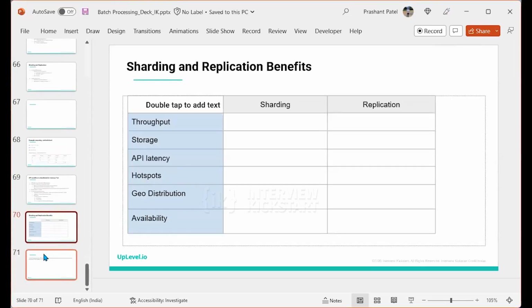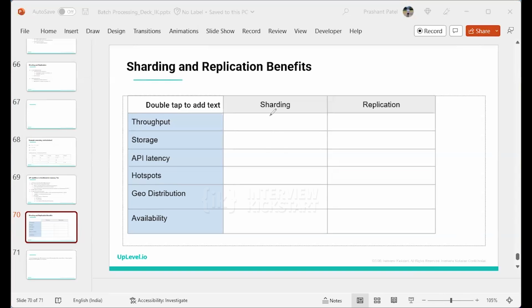Okay, and finally, what is the benefit that we got here? So we can discuss sharding and replication. Maybe I should be asking all of you whether there is any benefit for throughput. With sharding, did we get any benefit in throughput? Or storage, any optimization that we face here?